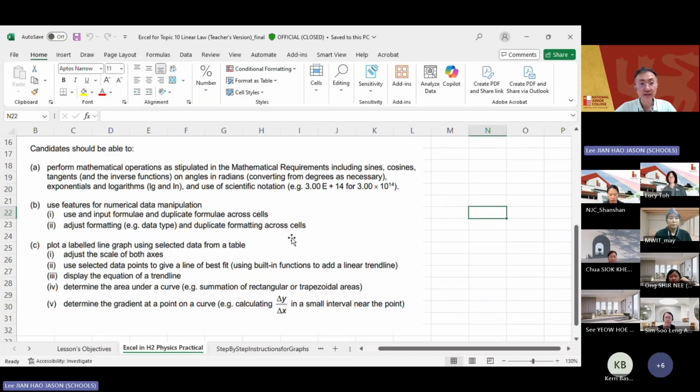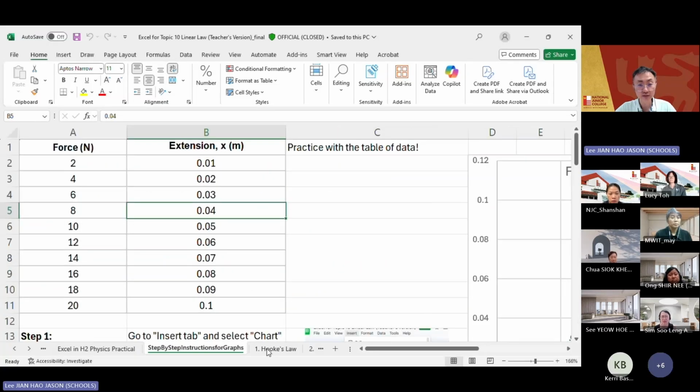And in the second tab here, we show students that, hey, actually linear law and spreadsheets can be important if they decide to take A-level H2 physics. Okay, but it's fine if they choose not to take physics as well. Spreadsheet is also a rather useful skill that they have. And in the third tab here, we show the relevance of spreadsheets. Okay, and you show them step-by-step instructions on how graphs can be plotted in Excel.